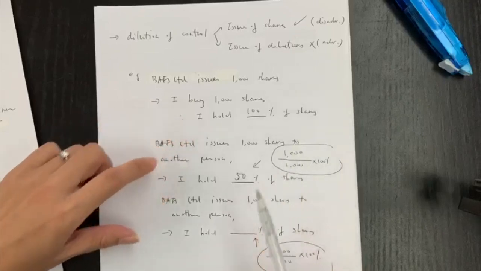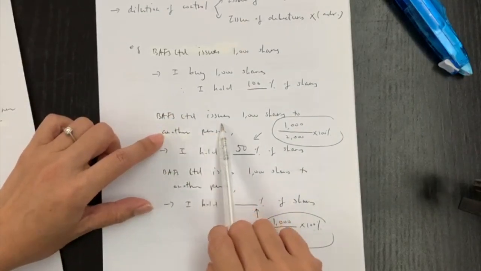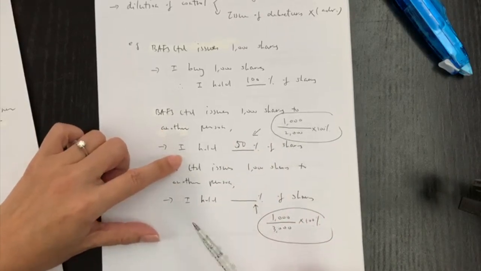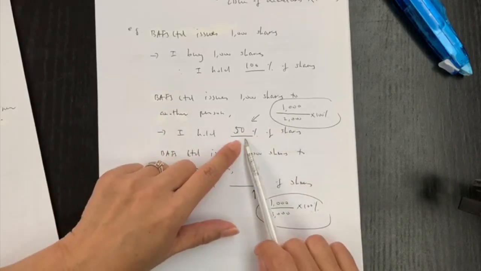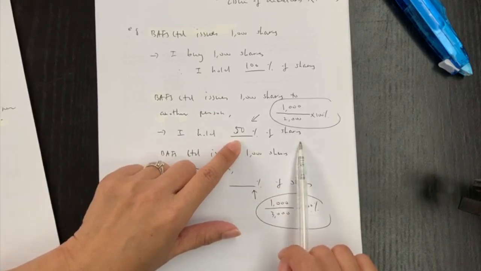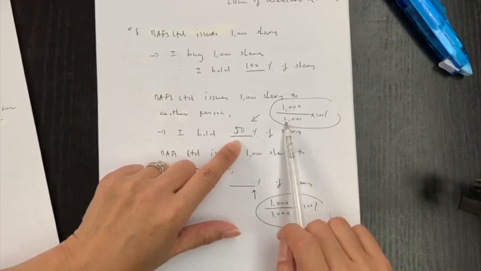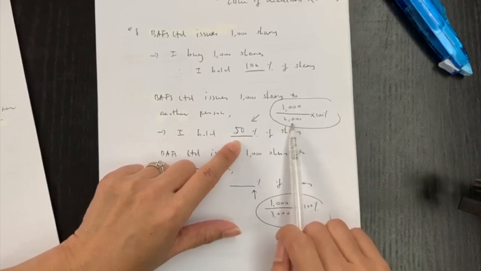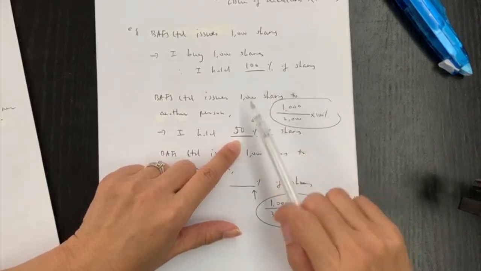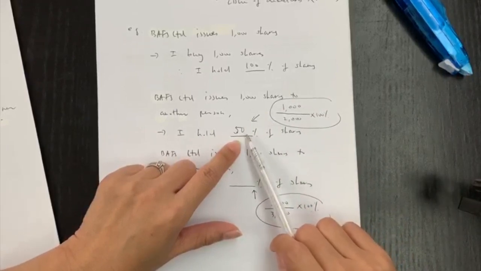But later on, the same company, BAFS Limited, issues another 1,000 shares to another person. So right away, look at my percentage of holdings here. I get only 50% of shares. Why? Because I hold 1,000 shares, and now the total number of shares issued by this company is 2,000. So you can see right away, my percentage of shares drops.